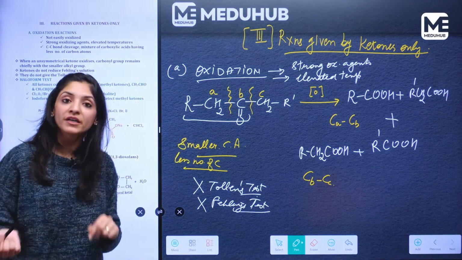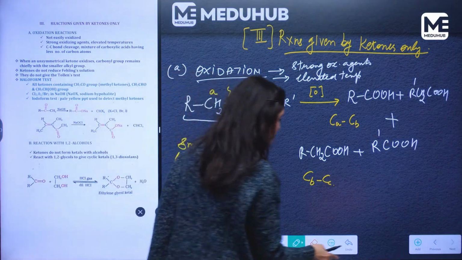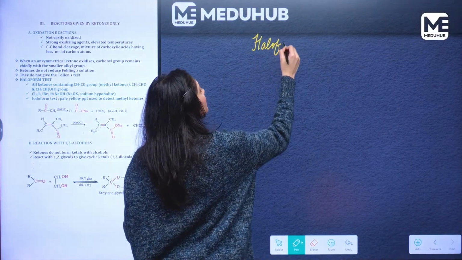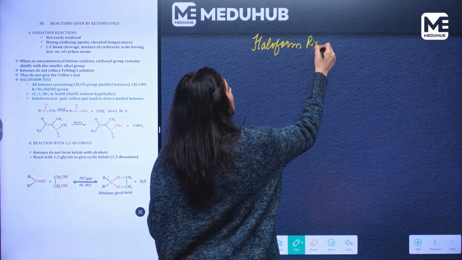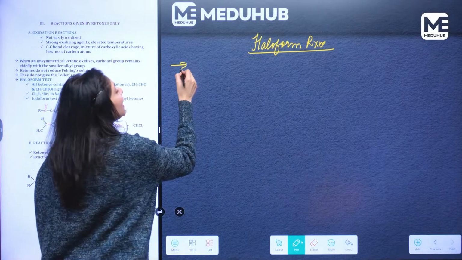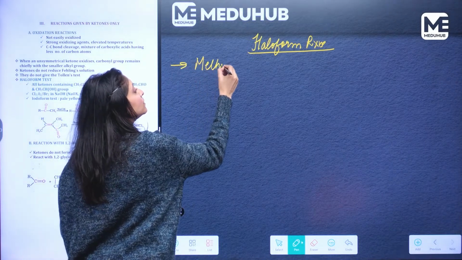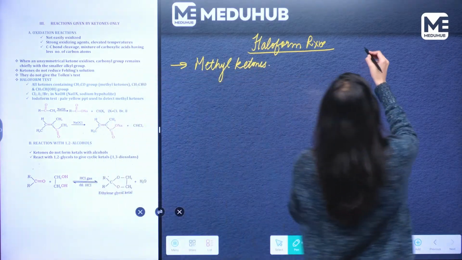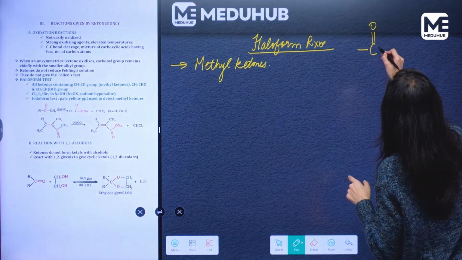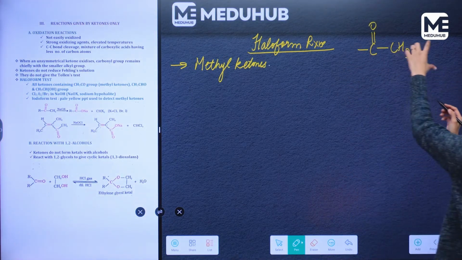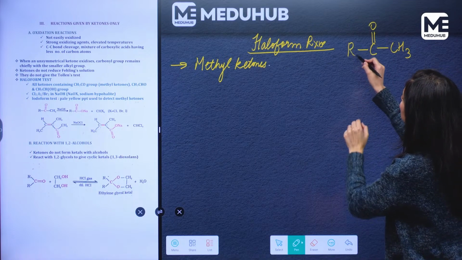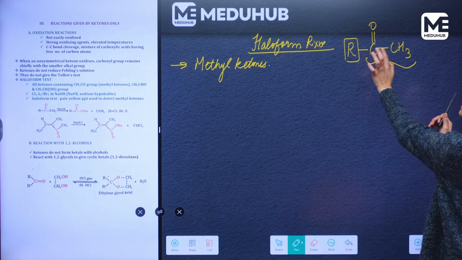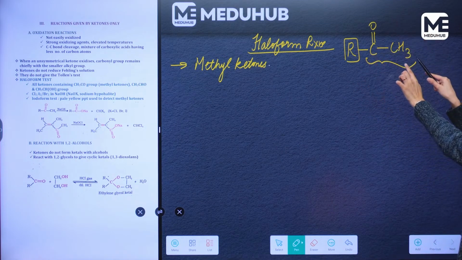But one very important oxidation reaction of ketones is called the haloform reaction. Haloform reaction is used for the identification of methyl ketones. Methyl ketones would mean ketones which have an acetyl group, that is COCH3 here. This can be attached to any other R group here. This acetyl group makes a ketone a methyl ketone because on one side of the carbonyl carbon we have CH3.